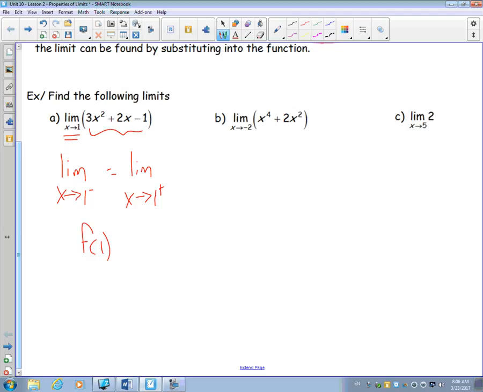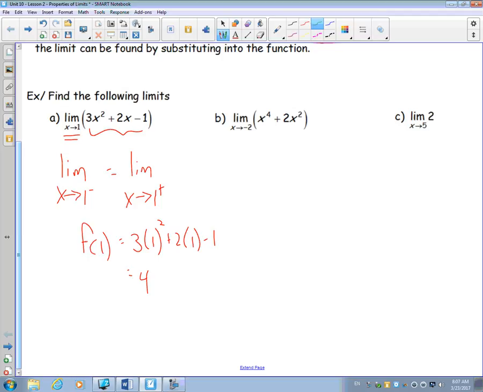I know there's not going to be a hole, an asymptote, or a jump. It's a polynomial. It exists. So if we put 1 in for all the x's and calculate, we get 4. As we approach 1, the graph approaches 4. Much faster than doing left and right hand limits, especially when we get to more complicated ones.